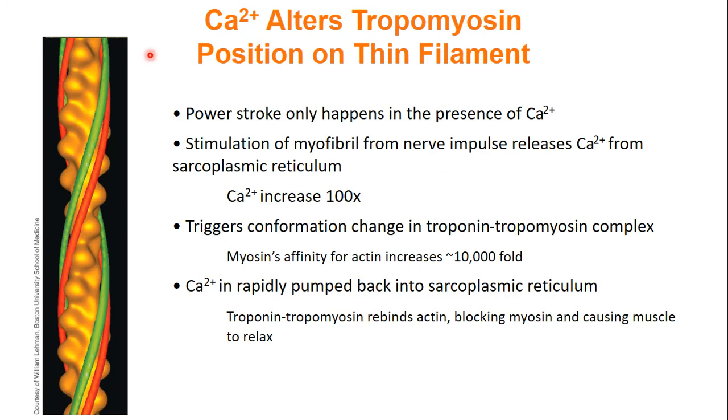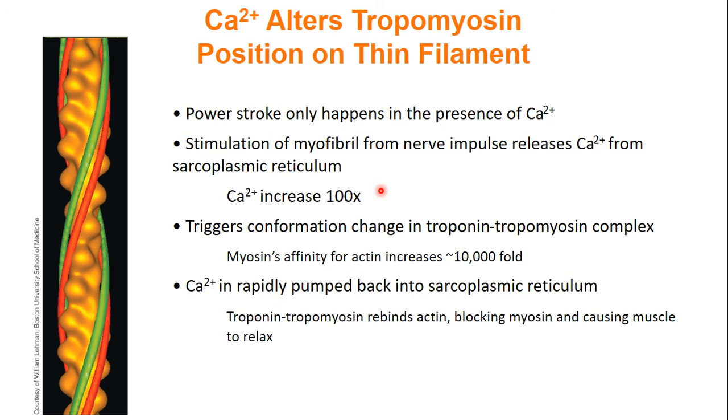Now, we will only have muscle contractions in the presence of calcium. Or the power stroke will only happen with calcium. And that's because, if you remember from last video, we have tropomyosin and troponin on the actin. So this is blocking the myosin from binding F-actin. However, when you want to move your muscles, what actually happens is that nerve impulses will release calcium from the sarcoplasmic reticulum. And so the calcium content will increase about 100-fold.